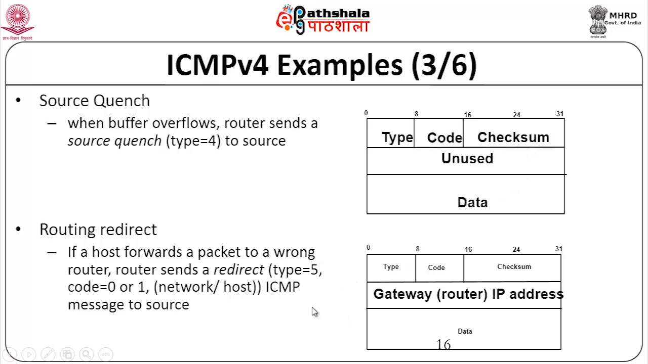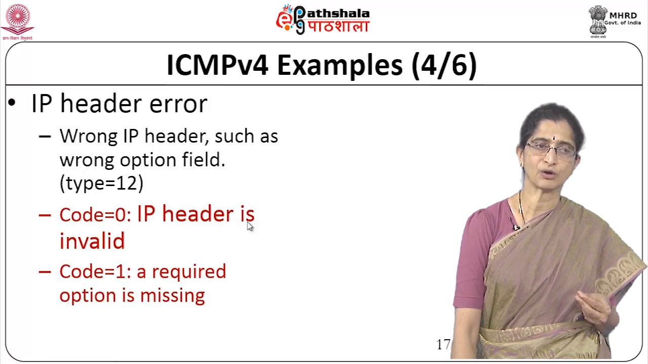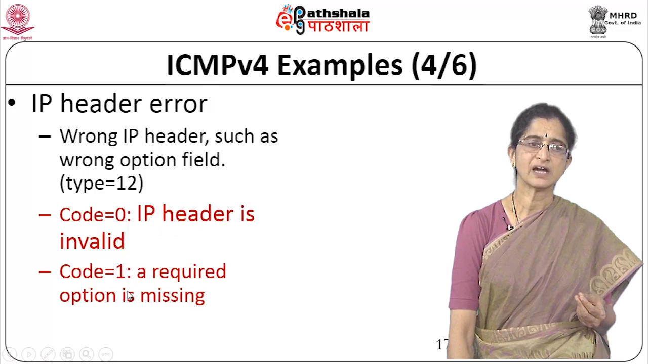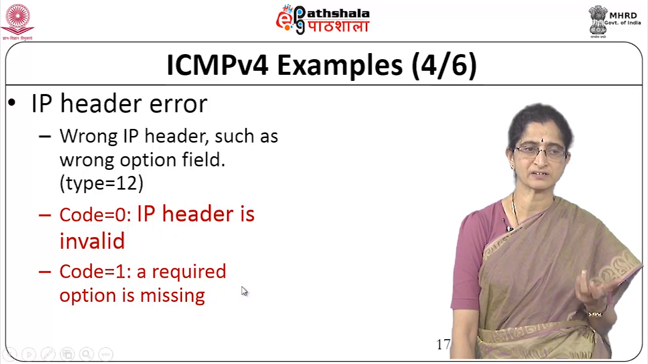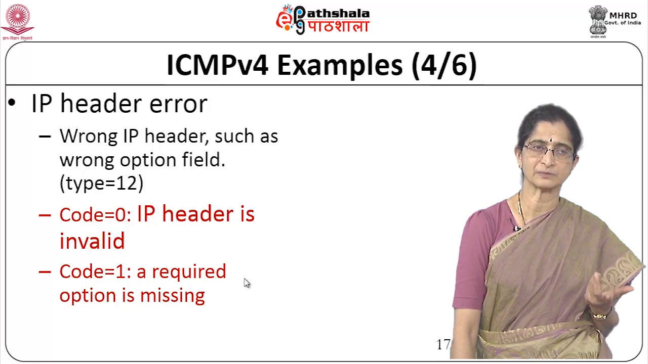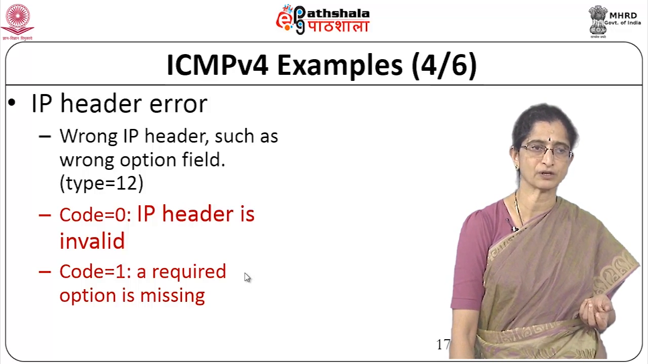Okay. So next is the routing redirect message. When you want a routing redirect message, basically you need to specify the address to which you want to do a redirection. So you will see that the gateway router IP address is specified here. Okay, you have type, code and checksum which are the same, plus you have the gateway router IP address specified. Okay. And we said that if there is a header error, a wrong header, then the code field, if it is 0, indicates that the IP header is invalid, and a code value of 1 indicates that some required field, a required option, is missing. In which case again you will just send back the IP header plus the first 64 bits of that particular packet.